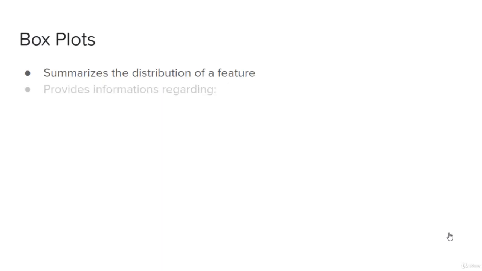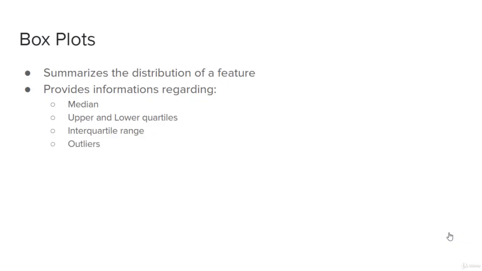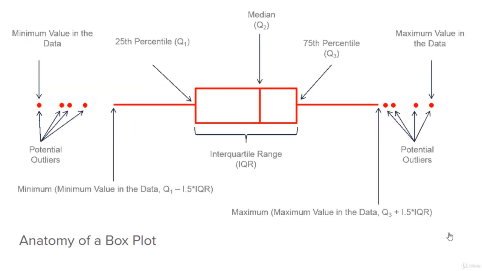So let's talk about box plots. Box plots are used to summarize the distribution of a feature. They provide us with a lot of information. For example, they give us the median of the set of values. They provide us the upper and lower quartile values. Then we can use these values to calculate the interquartile range. And last but not least, they can also give us information about the potential outliers in the dataset.